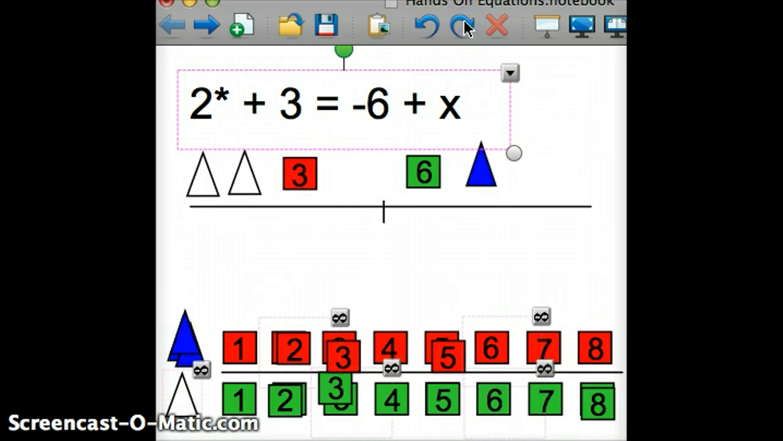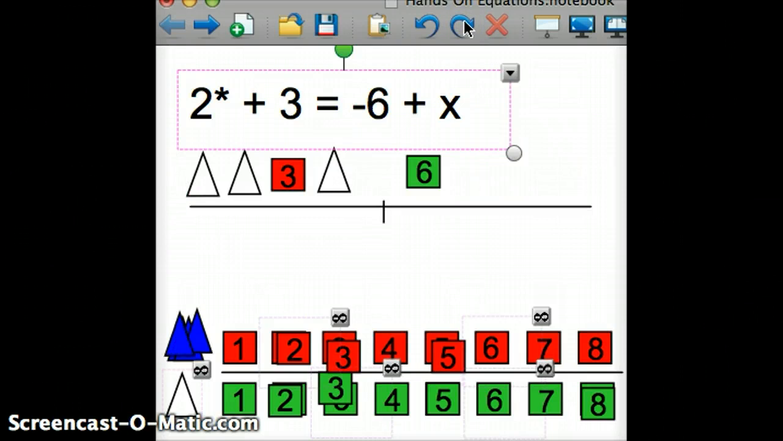Okay, now our first step here is going to be to add a 0 value. And we're going to add it to the left-hand side so that we have a blue pawn on both sides. So here, oh, I need a white. There we go. Okay, now I've added a 0 value. And now I can subtract a blue pawn from both sides.